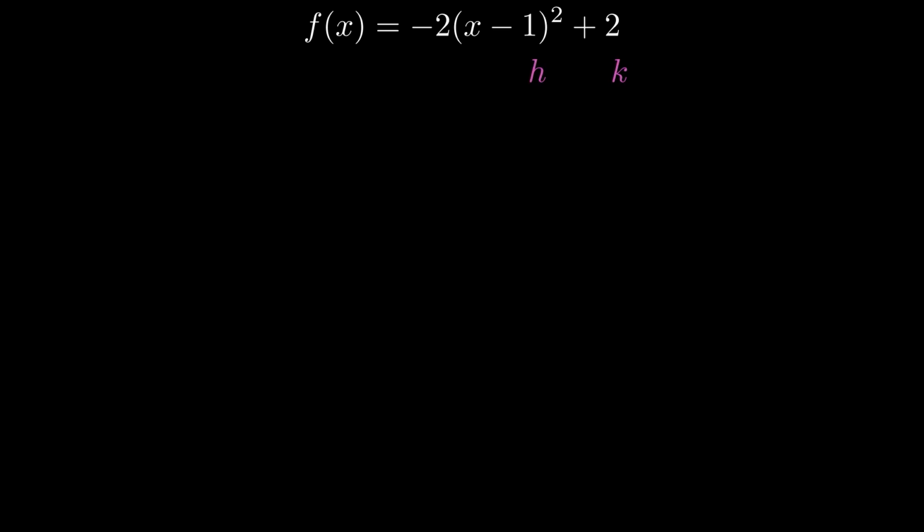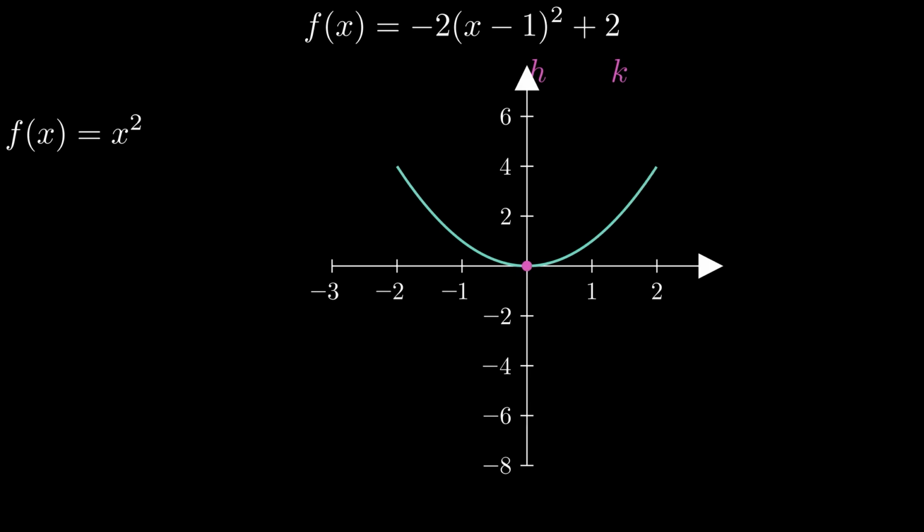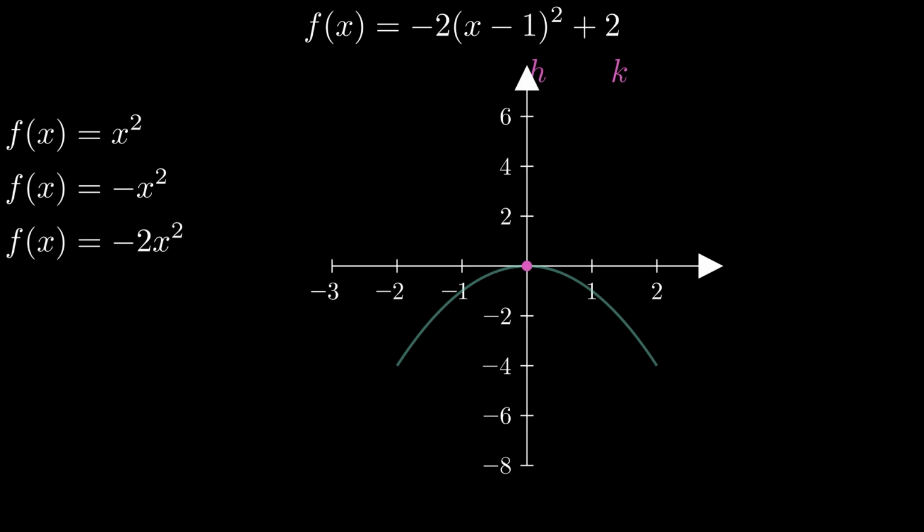Now let's graph the function step by step. First, we will graph the function without any transformations applied. Next, we will change the sign of a to negative to match the function in the equation. As we know by now, this will reflect the parabola across the x-axis. Now we will increase the value of a to 2 as in the equation. This will stretch the parabola vertically and make it narrower.